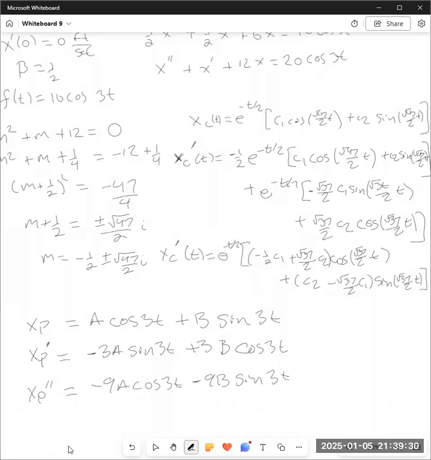So going by the equation up here, I need xp double prime plus xp prime plus 12xp to be equal to my 20 cosine of 3t, because my other piece here should all be equal to 0. So it should be this particular solution that's giving me what's on my right-hand side here.